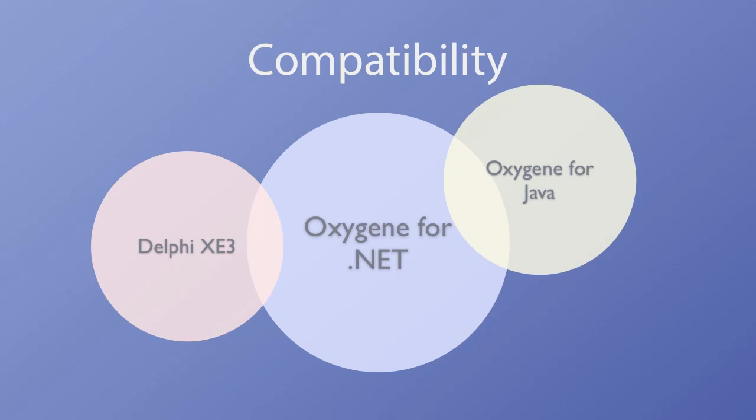Back during the XE2 time period, we introduced Oxygene for Java as Project Cooper. Oxygene for Java adds support for Linux, Android, and a number of other platforms. Oxygene for Java is a different flavor of the Oxygene language. It's the same language, just targets a different platform. It is a separate product available from RemObjects, but it's important to understand how it all fits into the same ecosystem here together.